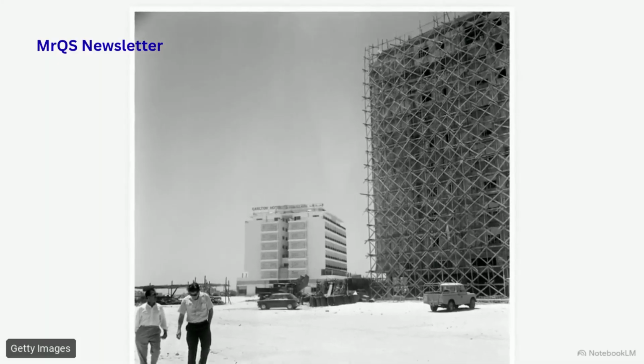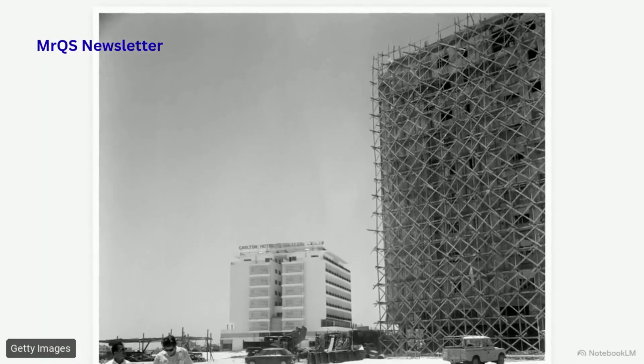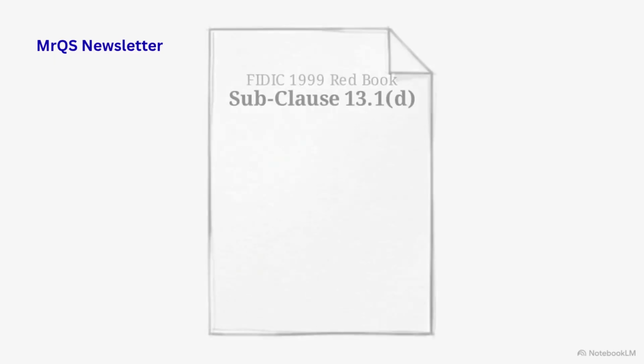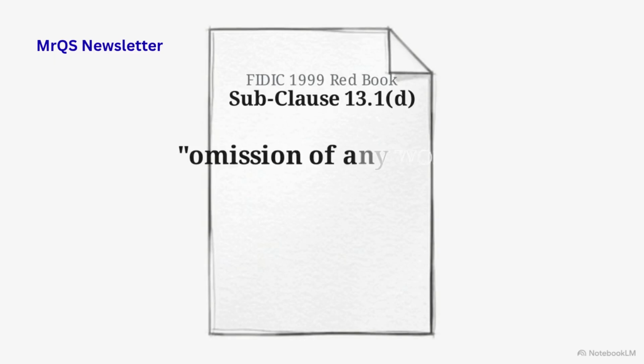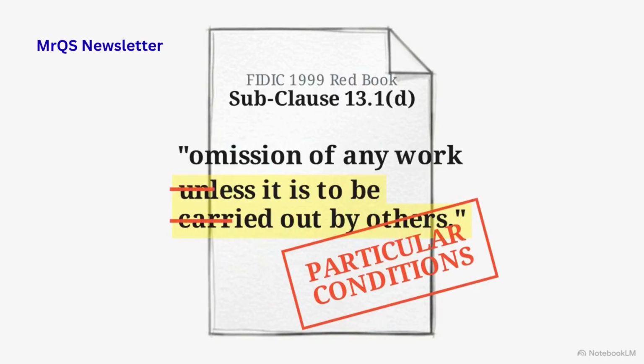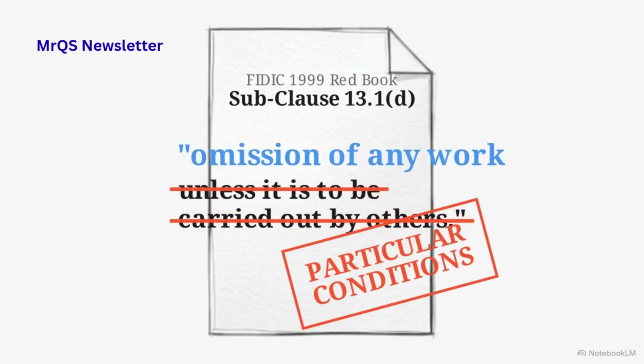To understand how to fight this, we have to look at the historical standard of protection. The 1999 FIDIC Red Book built a specific defense into subclause 13.1 to handle scope reductions fairly. It defines a variation as including the omission of any work, quote, "unless it is to be carried out by others." This wording creates a clear boundary. The variation mechanism allows for changes in project requirements, but it prevents the employer from transferring profitable work to a different contractor midstream. In many GCC projects, however, the particular conditions systematically delete this protection.